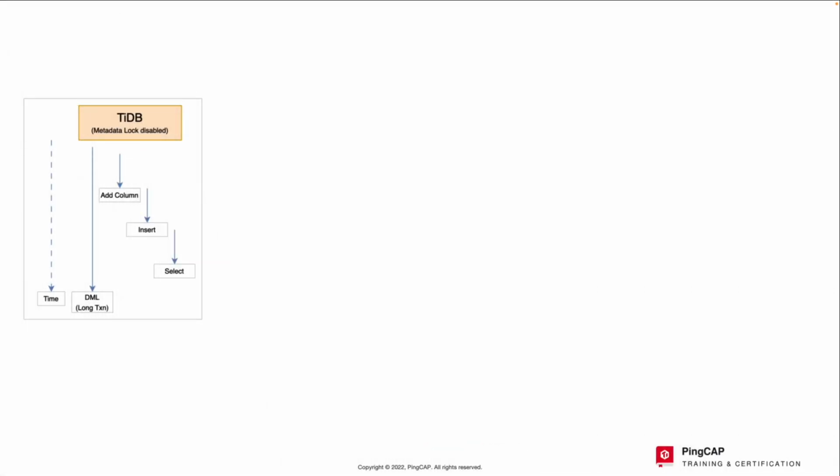Let's now look at this diagram. In today's quick demo, there will always be 4 terminals: Terminal 1, Terminal 2, Terminal 3, and Terminal 4. In the first demo case, Terminal 1 will issue a long transaction. Terminal 2 will issue an adding column command. Terminals 3 and 4 will insert into the table and query the table respectively.